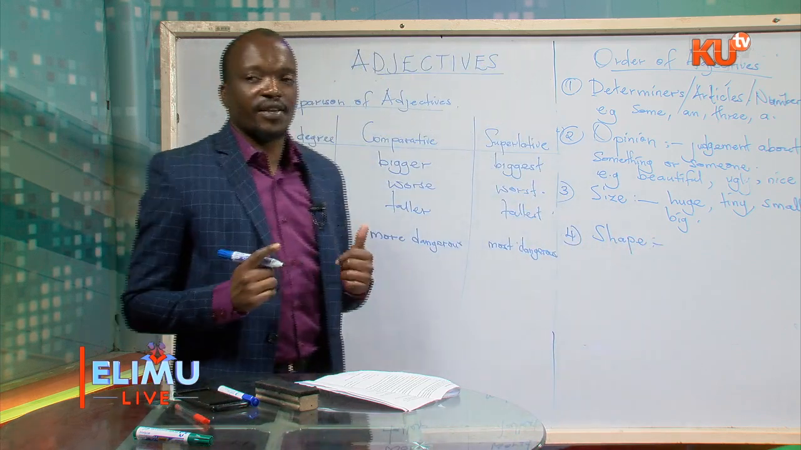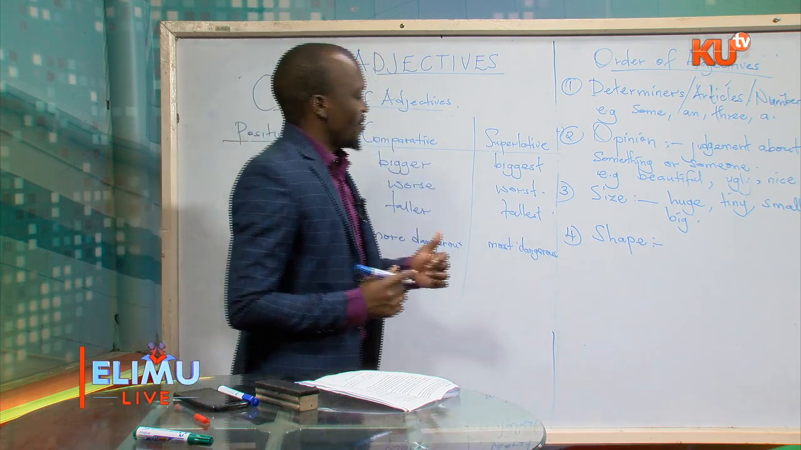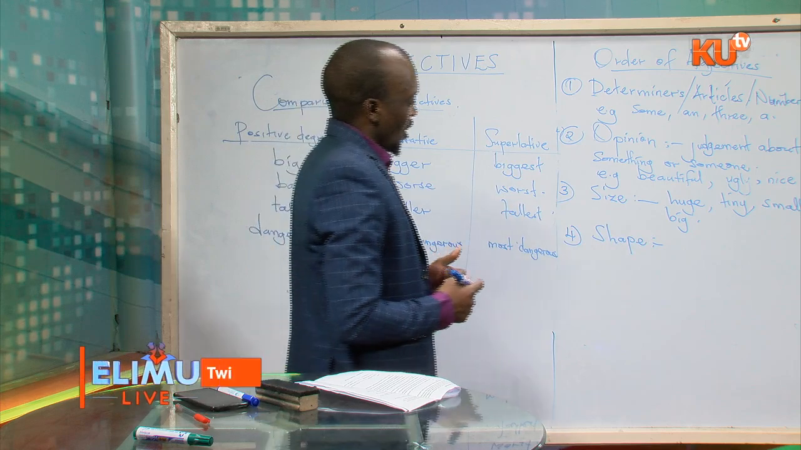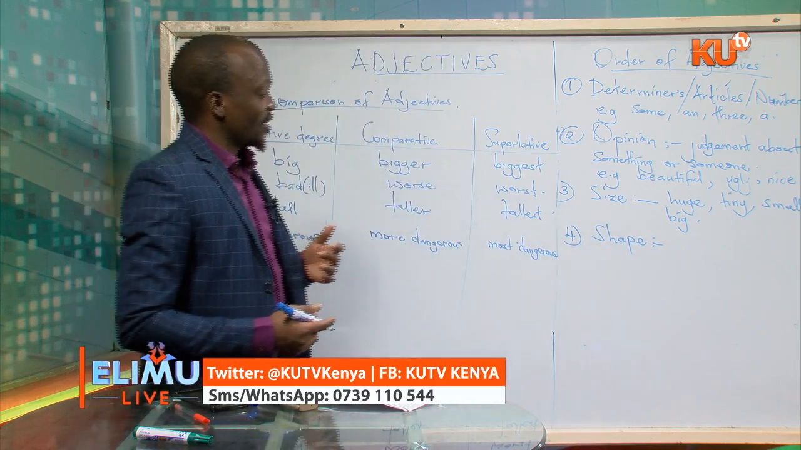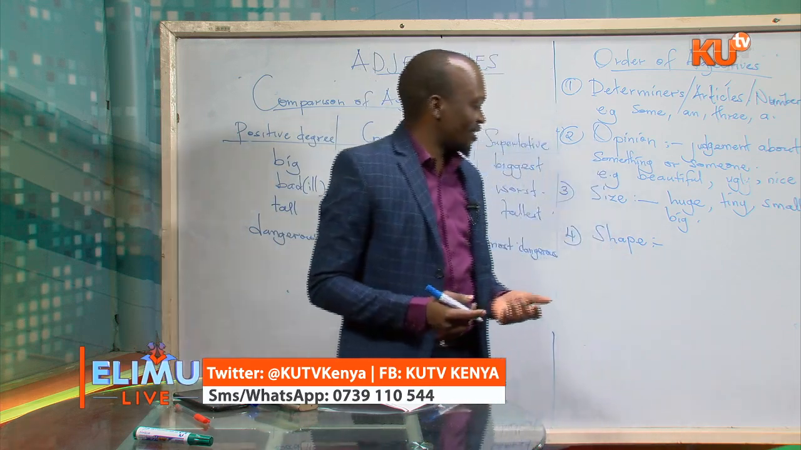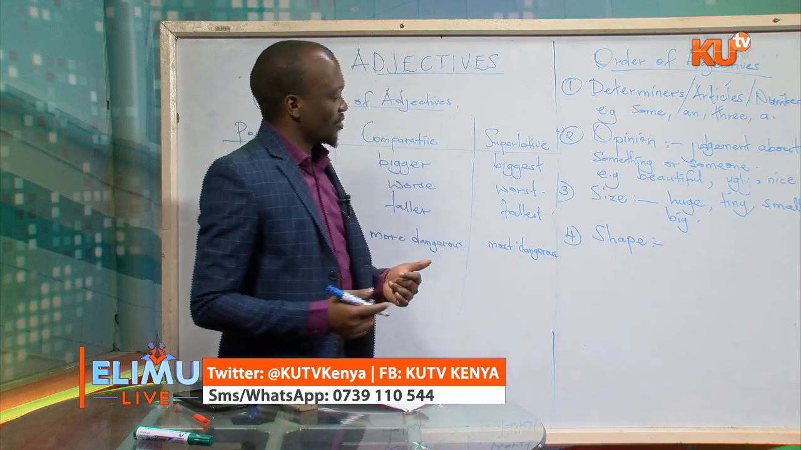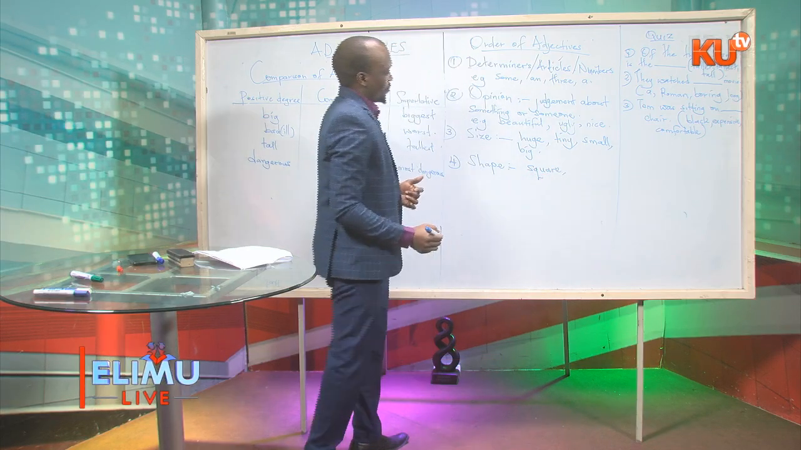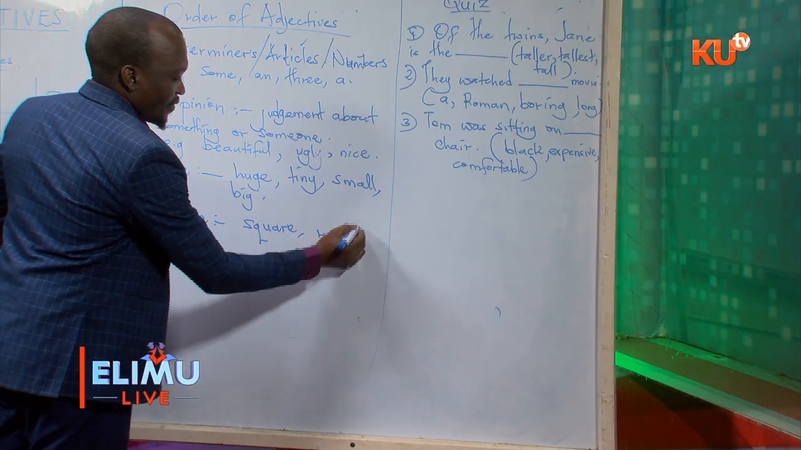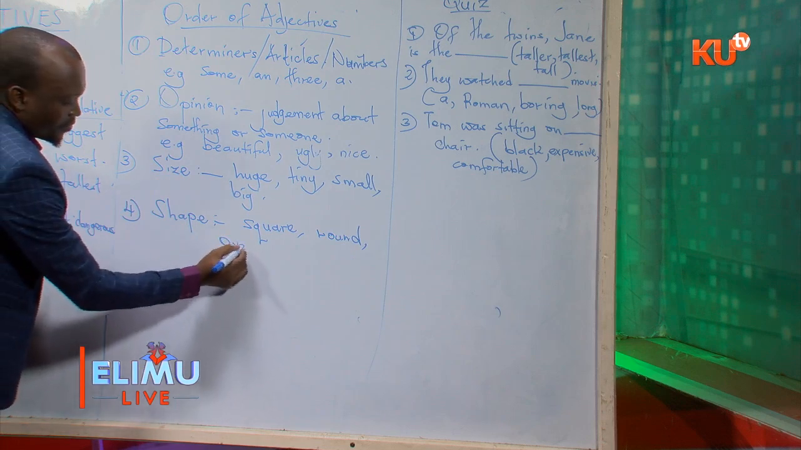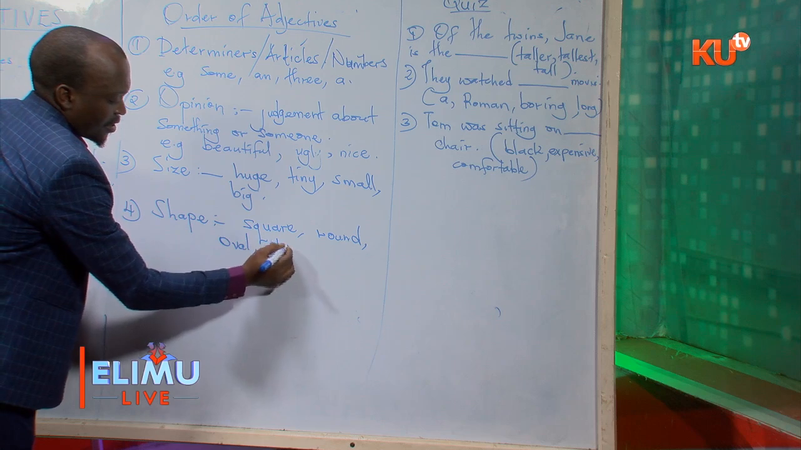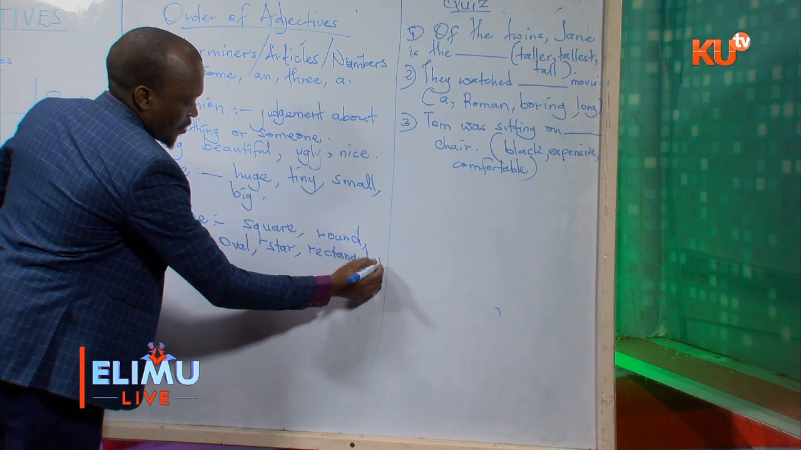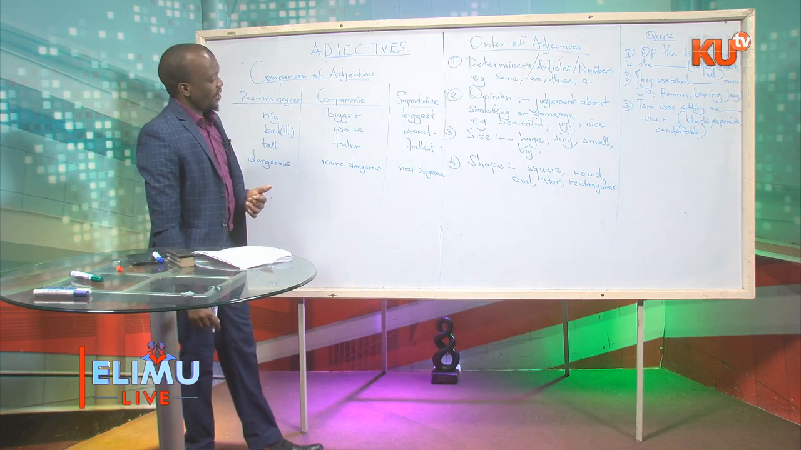Shape defines the form of an object. I believe if you went through preschool, that is where shape is taught, and you all know about shapes. Even if I were to go to a kindergarten school today, and it's funny that I may not get some in school today because you all know that we are out. For shape, we shall use words like square, round, oval, star, and rectangular. All these define shape.